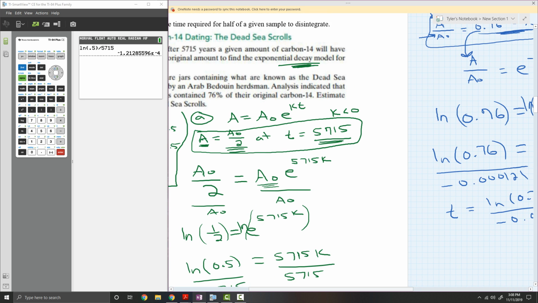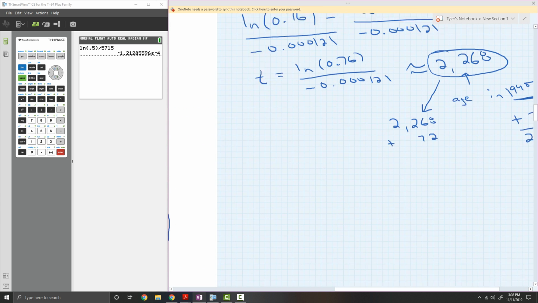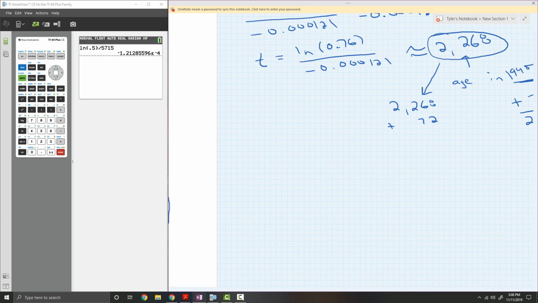Whoops. Sorry about that. I need to scroll down. To get 2,340. So the scrolls are 2,340 years old in the year 2019. So that's the answer we were asking for, the estimated age of the scrolls.